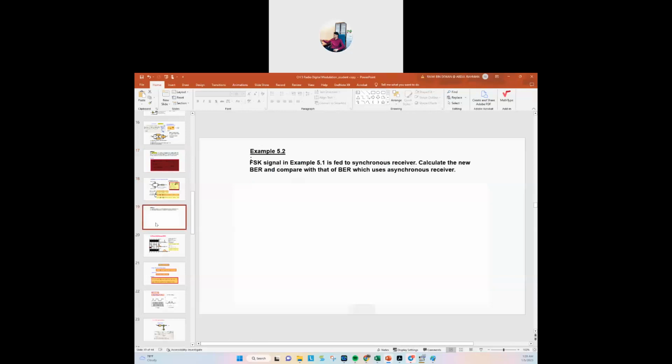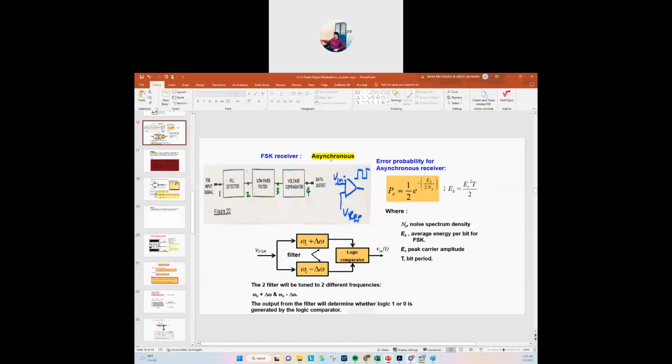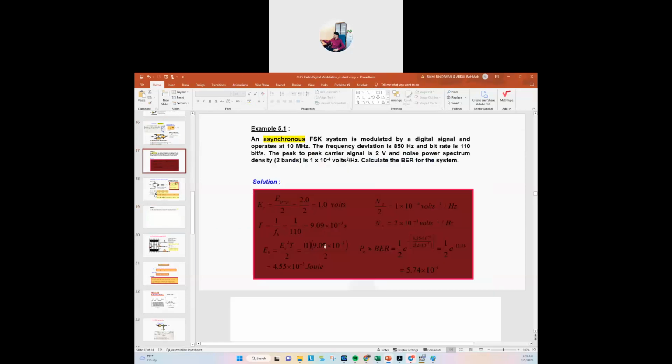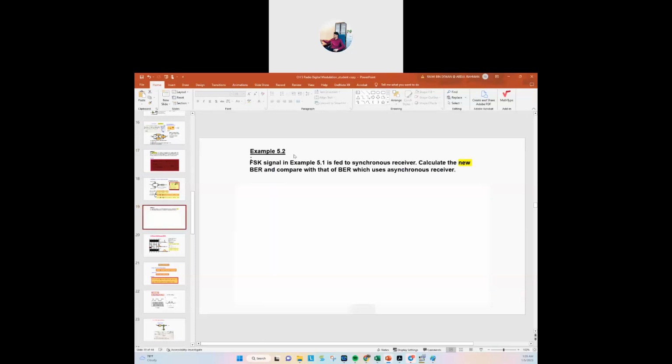So now we go to example 5.2. The FSK signal in example 5.1 is fed to a synchronous receiver. Calculate the new BER and compare with that of the BER which used the asynchronous receiver, meaning before this, because this one just now is the asynchronous receiver. The answer that we obtained is for the asynchronous system for example 5.1. Now 5.2 is this question.